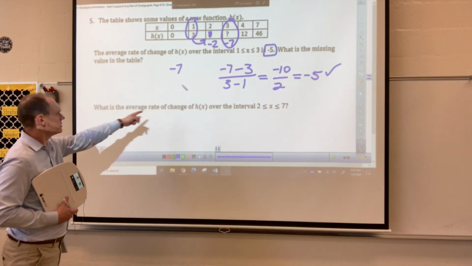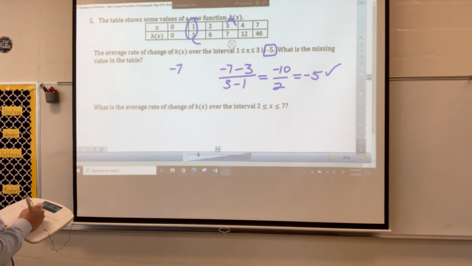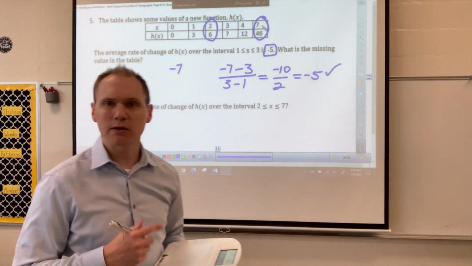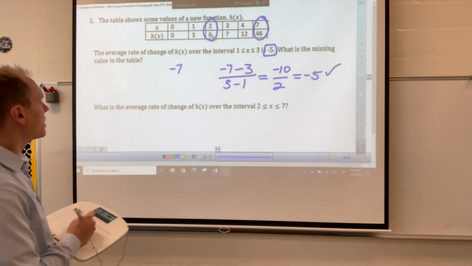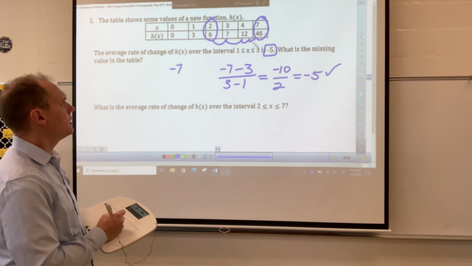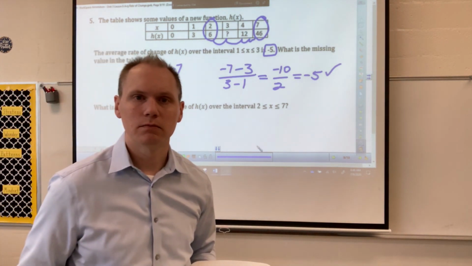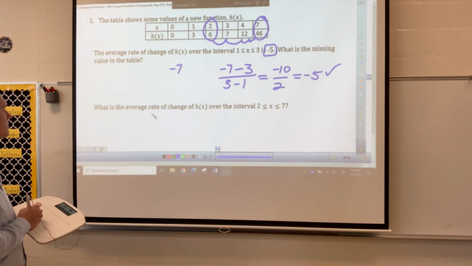All right, what is the average rate of change of h of x over the interval from 2 to 7? So 2 to 7. So let me erase all my work up here. So from 2 to 7. Okay, so we're not missing any values in the table. When you want to calculate what the average rate of change would be, if we were to follow a constant rate from here to there to there, to 5, 6, 7, what would that constant rate be? Okay, so let's calculate the slope of the secant line between these 2 points. So 46 minus 6 over 7 minus 2.